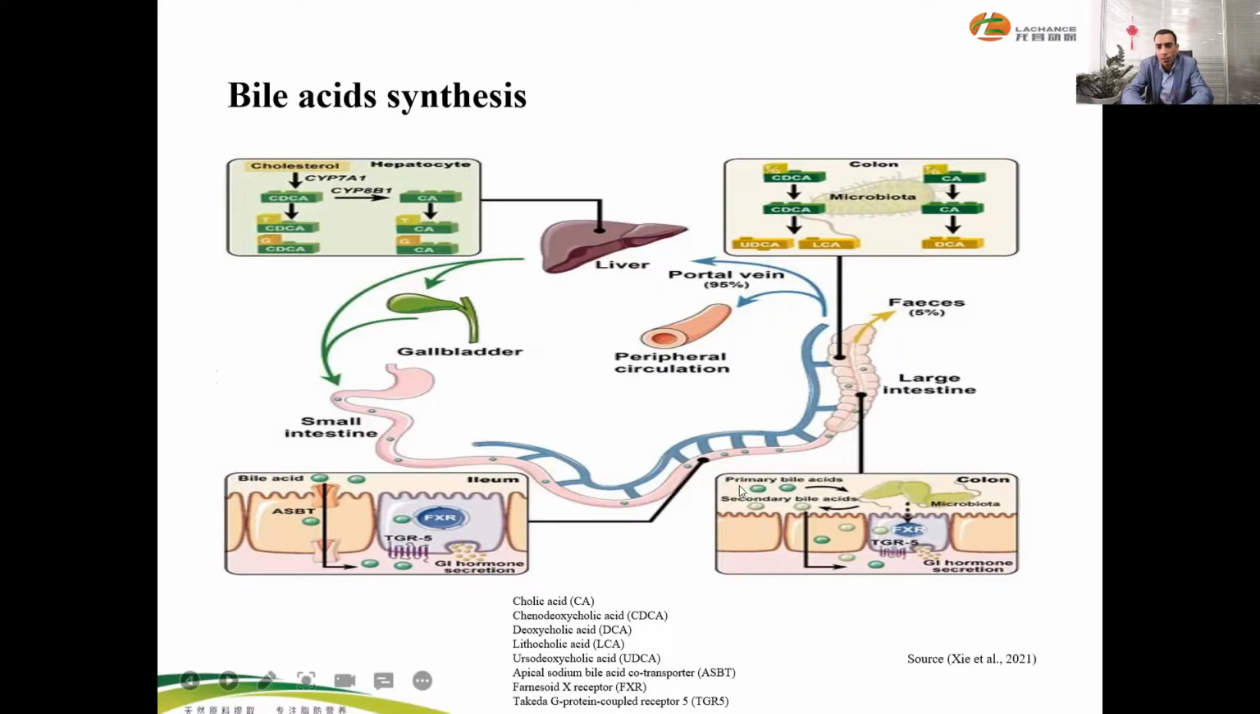This part is going to be converted to secondary bile acid. This conversion is done by microflora, or bacteria, located in the lower part of the intestine. The remaining part that is not converted or returned to the liver is secreted in the feces.